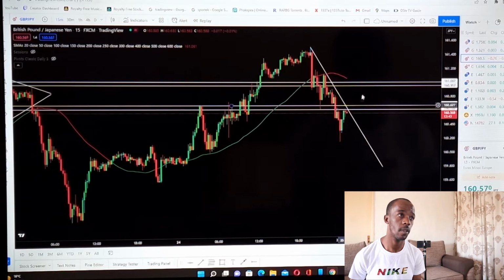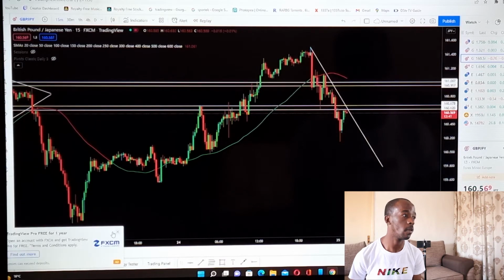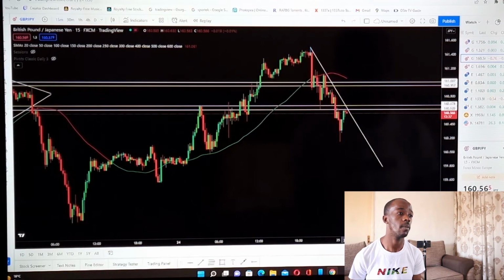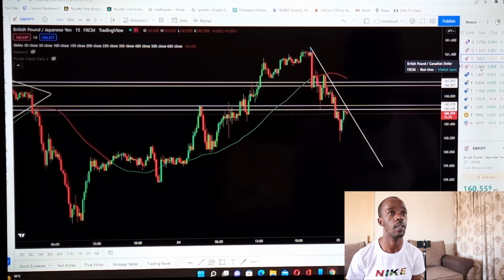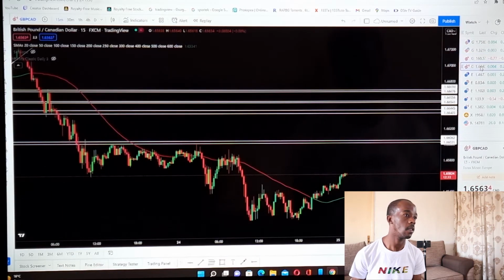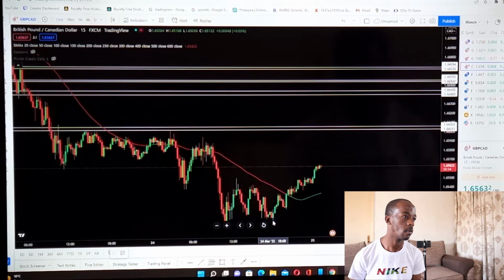So I'll wait for it to break. If it breaks out before the news, I'll take it for buy. But if it happens that it breaks this trend line when the news has already started, then I won't trade, guys, because I don't trade news. I won't lie. Then on GBPK, let me try to put a trend line here, also another trend line here.